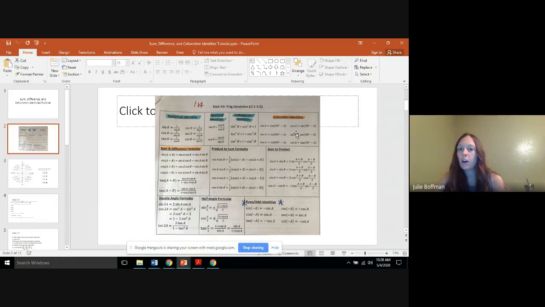Okay. And then cofunction identities is over here on the right side next to Pythagorean identities. And we'll get into that later, but just so you know, those are the 2 formulas we're going to be using.